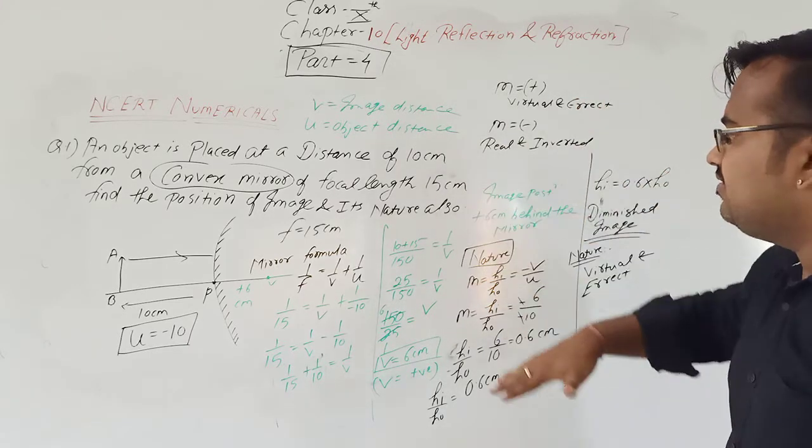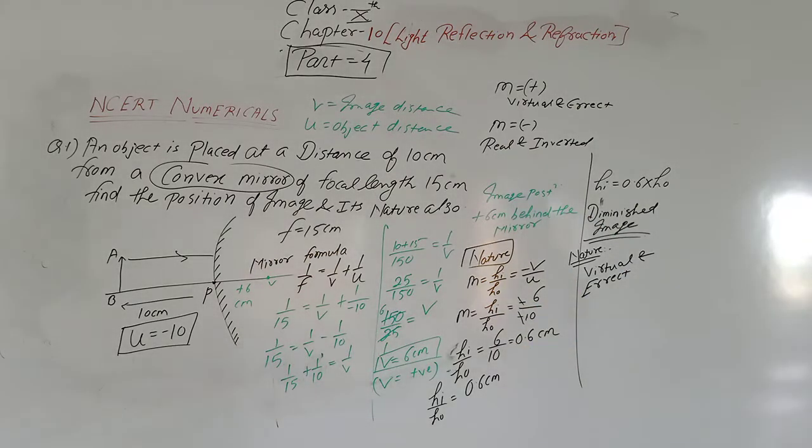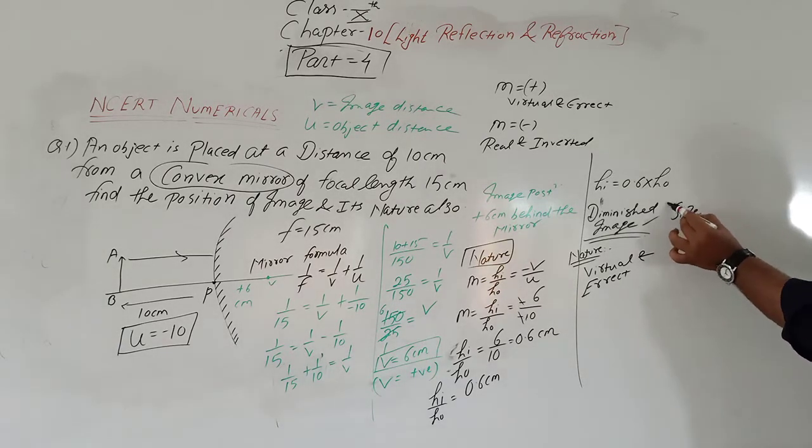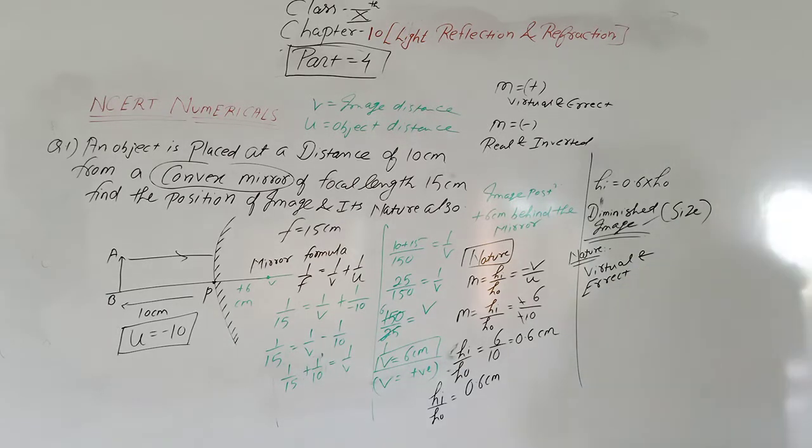Okay? Clear? So this is the answer. You can copy down it. This is size of image. This is virtual and erect image is formed. Okay? Copy it quickly.